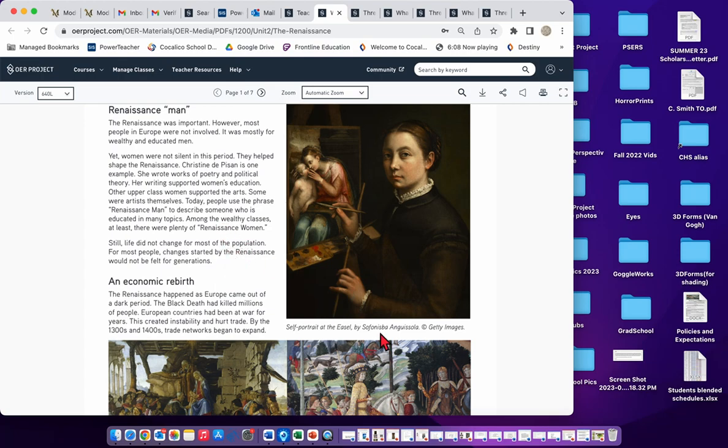So here we go. We have this artist during the Renaissance, and she helped shape the Renaissance, wrote works of poetry and political theory. And yes, Renaissance man is kind of the typical phrase that gets tossed around, but there are also plenty of Renaissance women doing a lot of important things. So that's how I would use this OER in day 3 of my instruction.